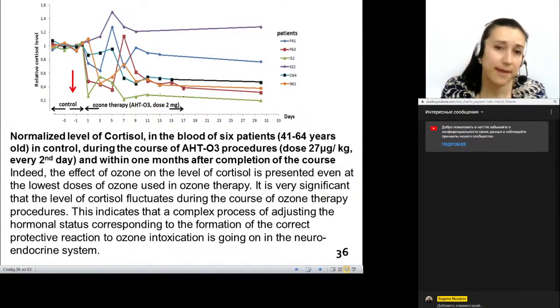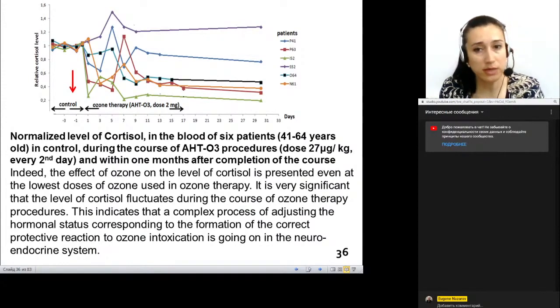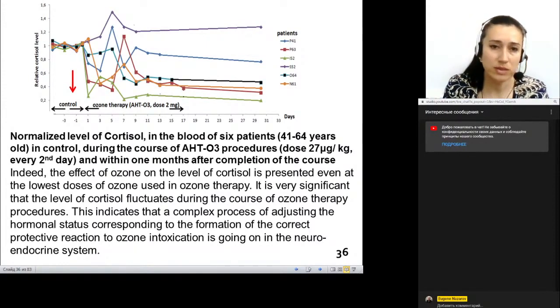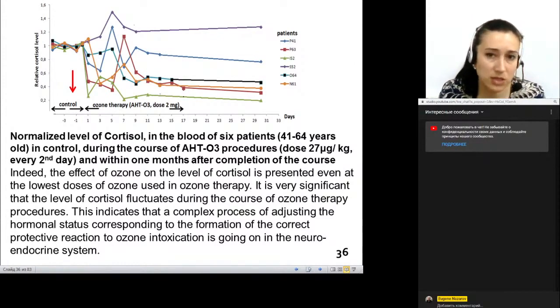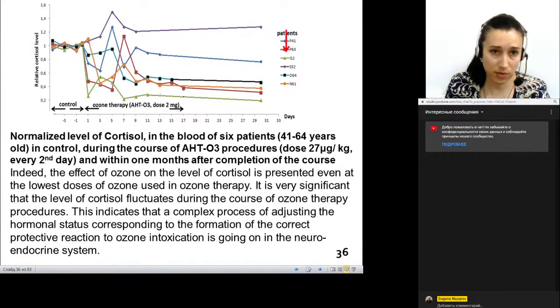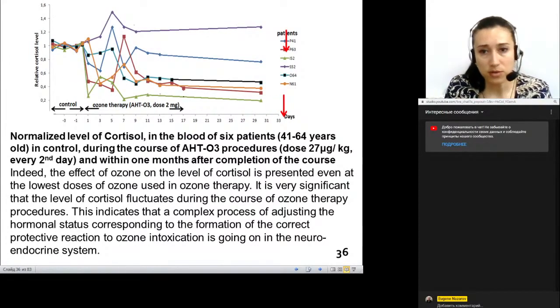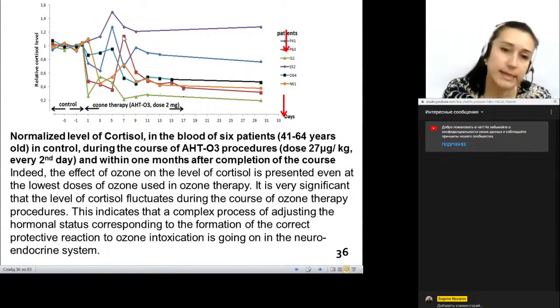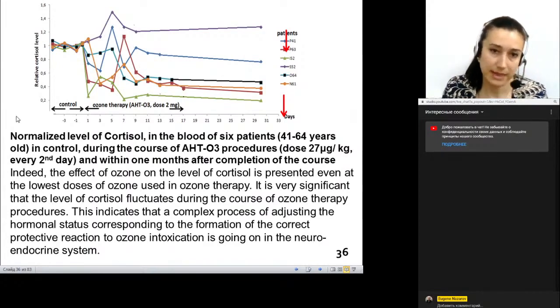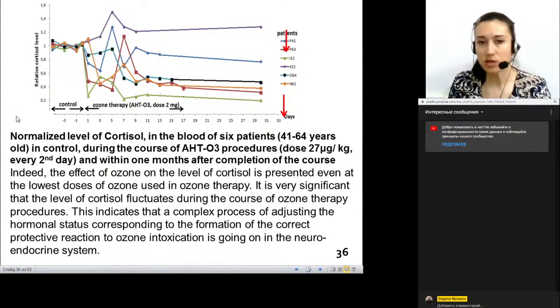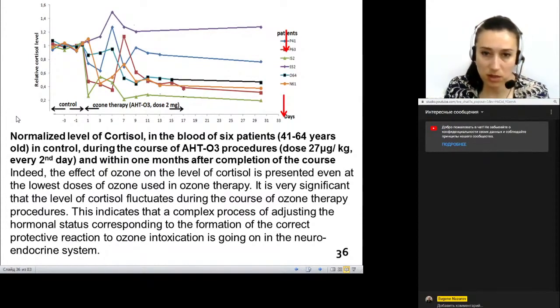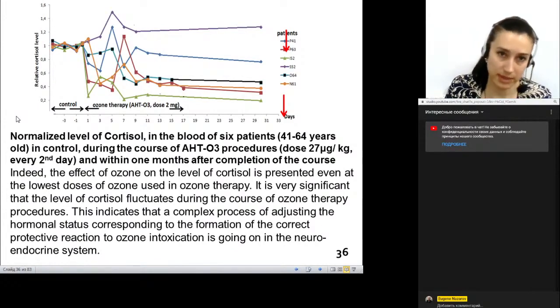So indeed, the effect of ozone on the level of cortisol is present even at the lowest doses used in ozone therapy. It's very significant and important that the level of cortisol fluctuates during the course of ozone therapy procedures. This indicates that a complex process of adjusting the hormonal status, corresponding to the formation of the correct protective reaction to ozone intoxication, is going on in the neuroendocrine system.